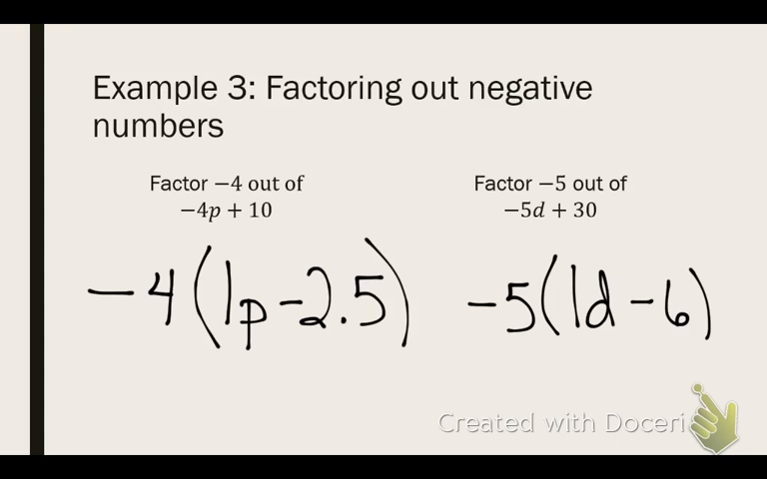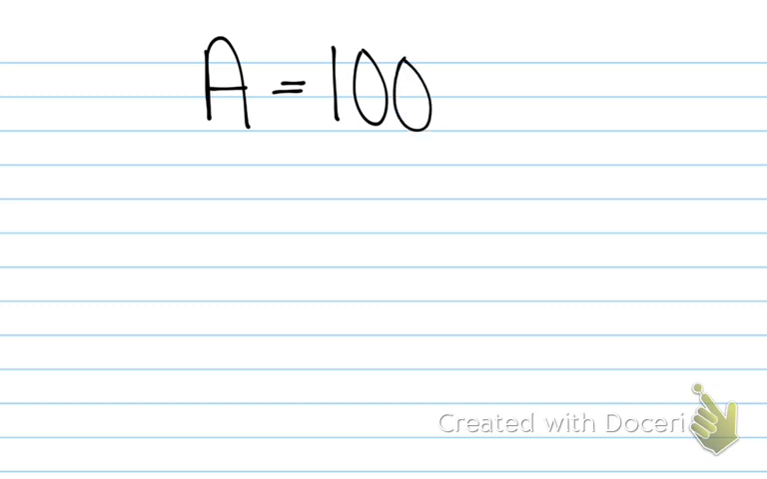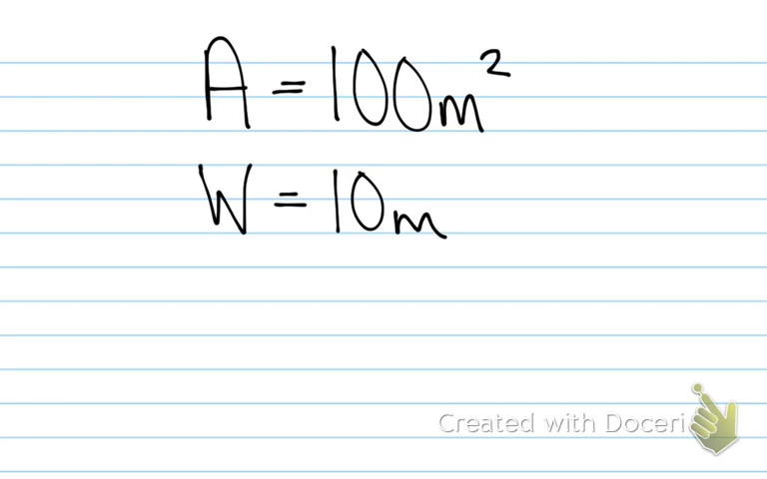All right, guys, how are we doing? Now we've got example 4. Before we get to this, I'm going to switch over to a sheet of paper real quick. What if I told you that the area of a rectangle is 100 meters squared and that the width of that rectangle is 10 meters?